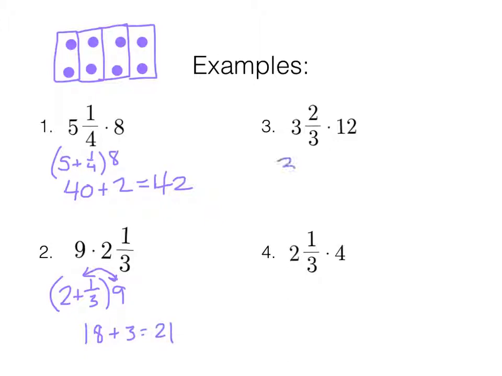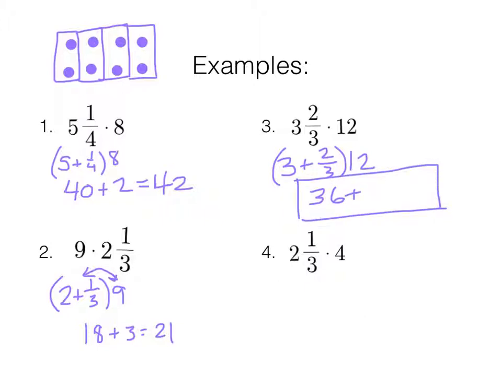3 2/3 times 12. So let's see, 3 12s, that's 36. And maybe the part I write down is just this part. Maybe that's all I need individually. 2/3 of 12. 1/3 of 12 would be 4. So 2 4s, that's 8. Okay, and that adds up to 44.